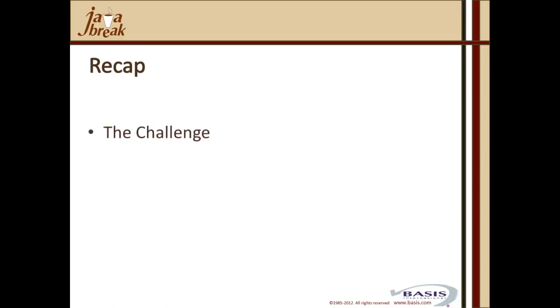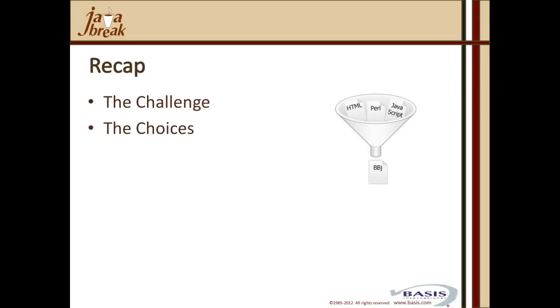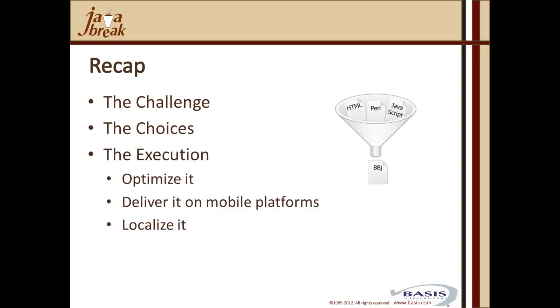So let's have a quick recap of what we covered last week. Our challenge was that we needed to rewrite our download page on our website to take advantage of new functionality that our users have requested, as well as to integrate with our production system. We had a couple of choices. We could stay with the old, utilize the old tools, the plethora of third-party programming languages and databases, or we could choose to use the Basis product set. So we went from using HTML, Perl, and JavaScript and narrowed that down just to using BBJ. We then covered the execution, how we optimized the code, how we delivered it to mobile platforms, and how we provided localization, delivering the solution in 5 languages. And then we covered the benefits.